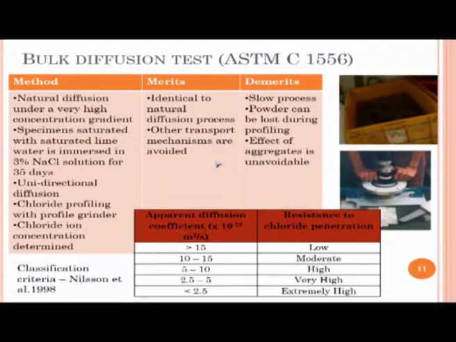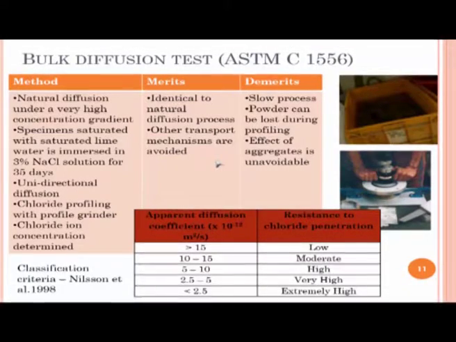The problem is that this is a slow test. I told you that it takes 35 days for this diffusion to happen and for you to measure the diffusion coefficient. During collection of the powder samples from the concrete, you may lose some of this powder. So what do you do then? You have lost a lot of representative sample. And sometimes when you are crushing or extracting the powder, if you have a lot of aggregate, it is very difficult to extract the powder because aggregates are highly resistant to drilling. Cement paste is quite soft and can be drilled, but aggregates are very resistant to drilling. So getting good samples for chloride profiling is very difficult.